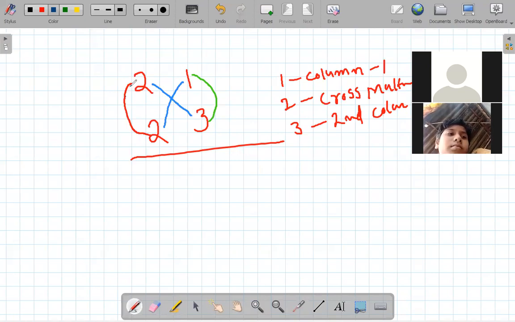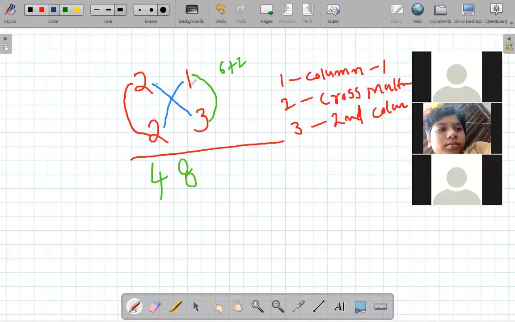So this first one, 2 twos are 4. Then cross multiply. 2 twos are 4. And cross multiplication, 2 3s are 6 plus 2 ones are 2. 6 plus 2 means 8. And 3 ones are 3. So 483.